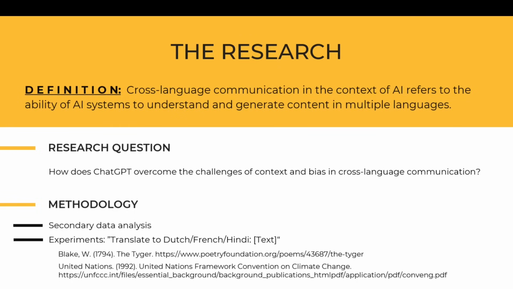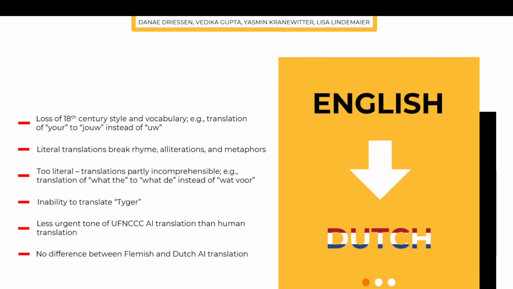Now let's look at the translation results. First, we let ChatGPT translate from English to Dutch. Here we could see that throughout the translation, we had a loss of the specific 18th century style and vocabulary. The translations were so literal that they broke the rhyme, and the alliterations and metaphors didn't work with such a literal translation. All in all, the poem was unable to be translated with the correct context and rhyme and rhythm.